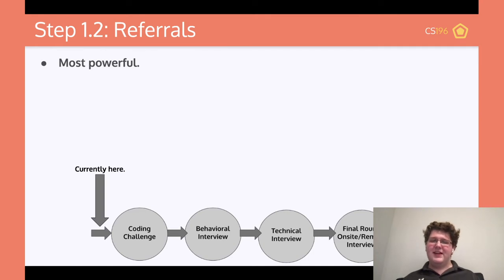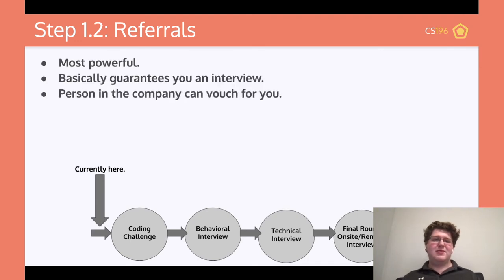So referrals. This is the most powerful way to get an interview. If you know someone at the company, you can pretty much get an interview by just having them vouch for you. And so it's very, very powerful, but of course it means that the person at the company has to be willing to refer you, and you have to know someone at that specific company, which is sometimes very hard to do. So one great way to do that is to ask friends and connections.